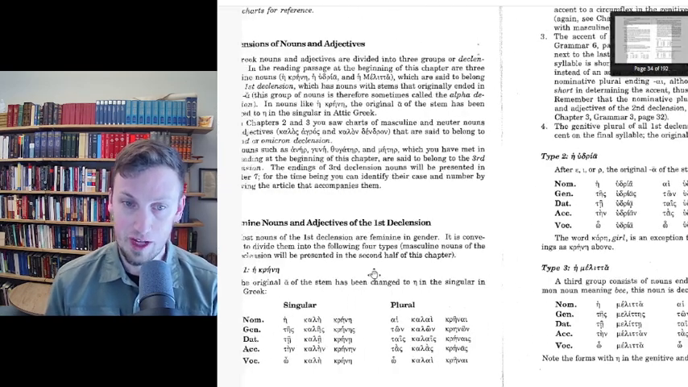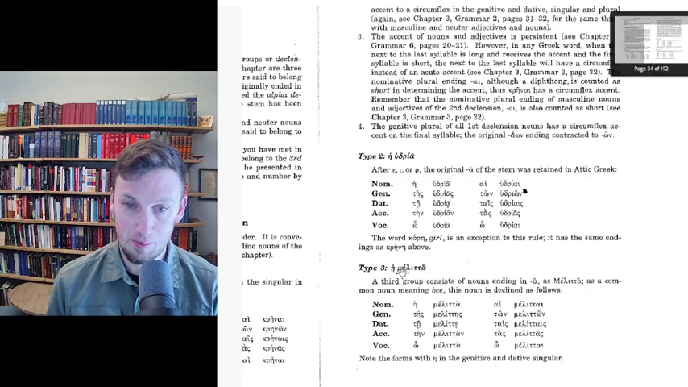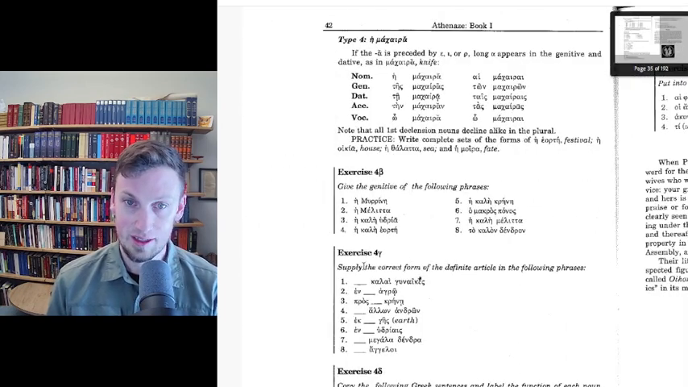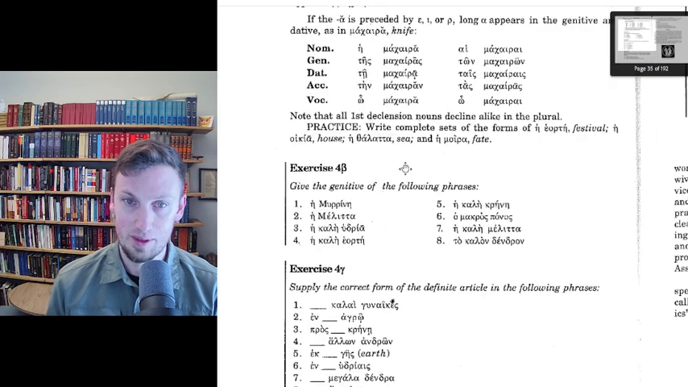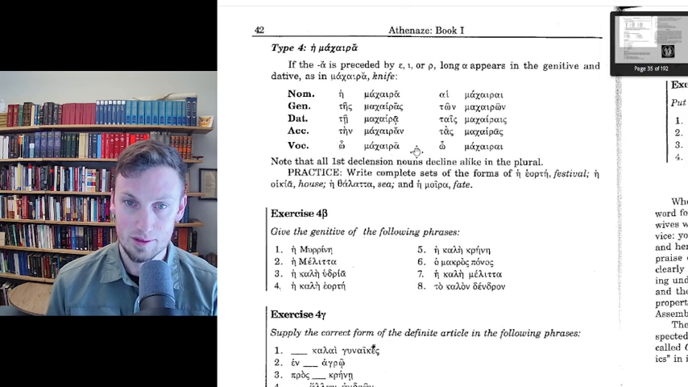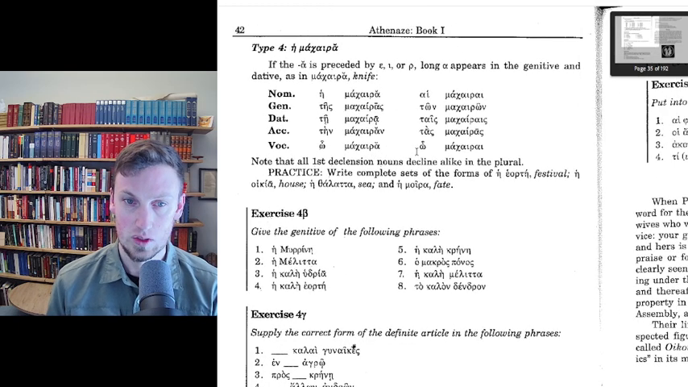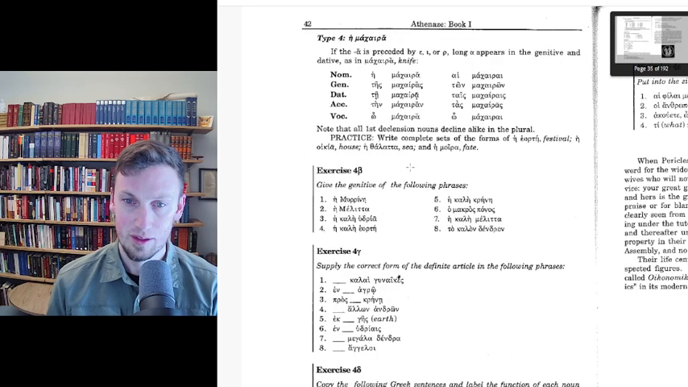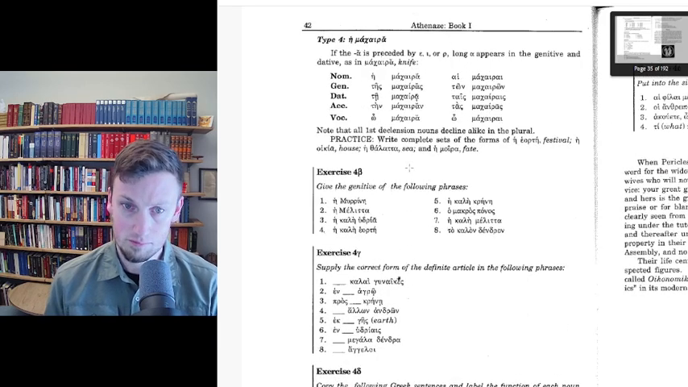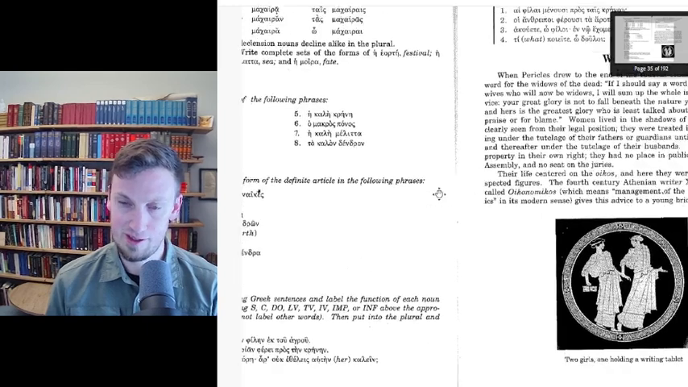Okay, so you've got your first declension feminine group. We're now going to learn the first declension masculine. There's a type 4 up here. Yeah, it's the same thing. Don't sweat that. Read it, but it's just a difference in vowel length.